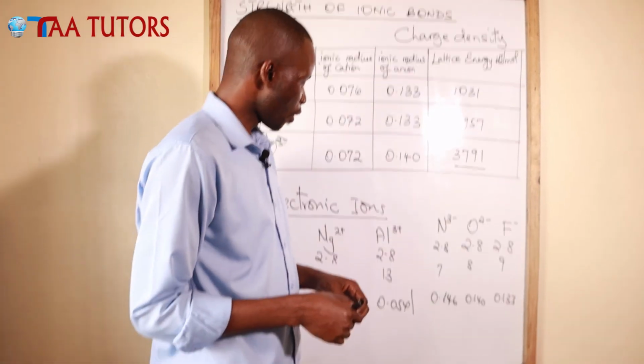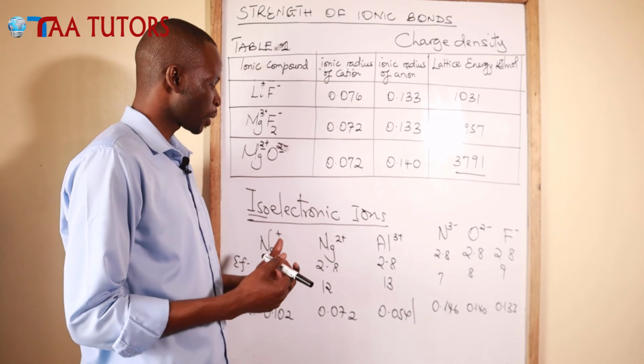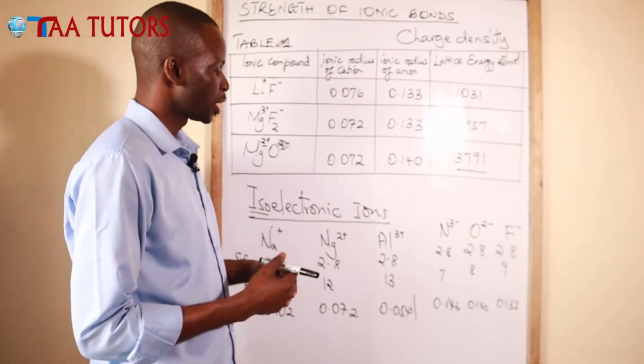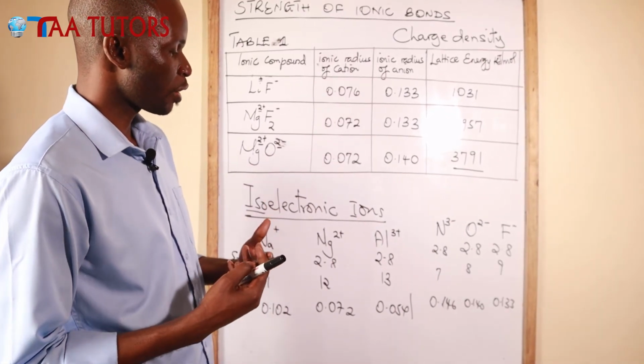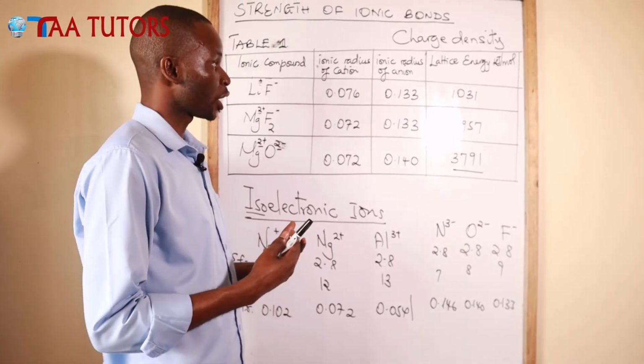Viewers, that is all I can say. We can compare these things. When you are told to explain what isoelectronic ions are, just write the electronic configuration or find the number of electrons that they have, then you will be able to determine which ions are isoelectronic.